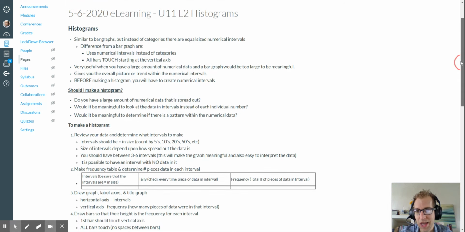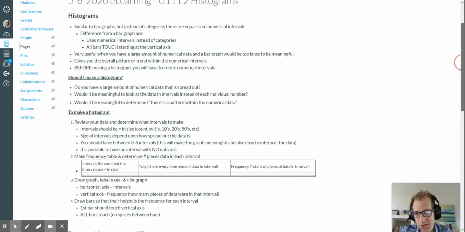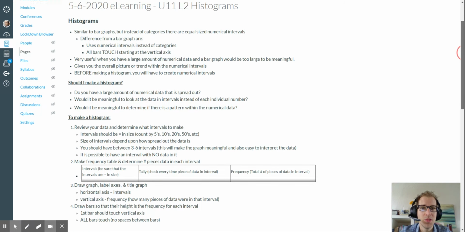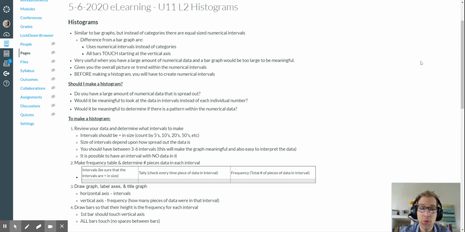But let's go ahead and look at Wednesday's note page here about histograms. Histograms are similar to bar graphs, but instead of categories, they're equal-sized numeric intervals. Where a bar graph was like, how many students like ice cream or how many students like potato chips, here we're talking about a numeric interval.